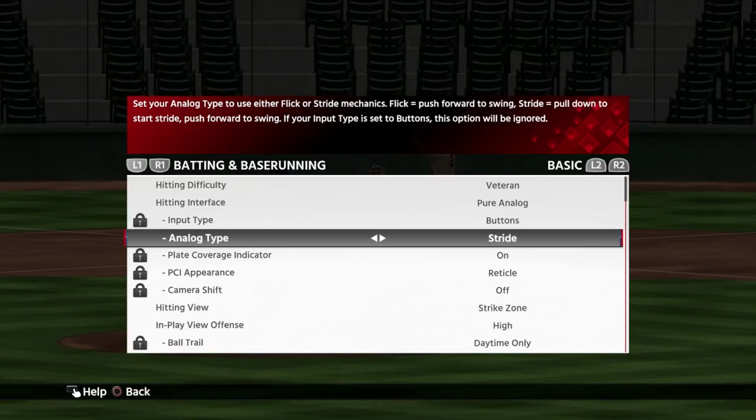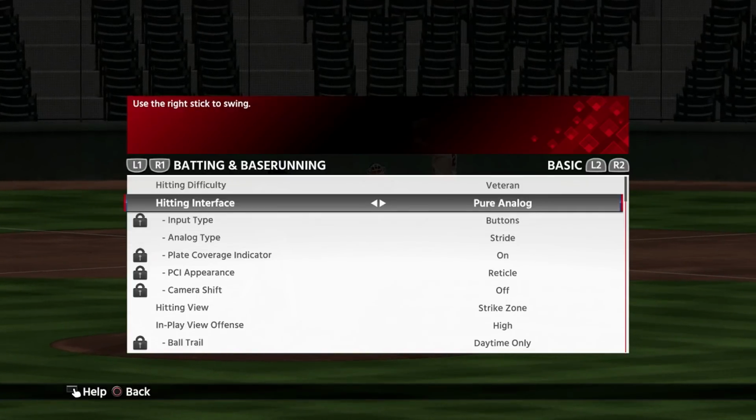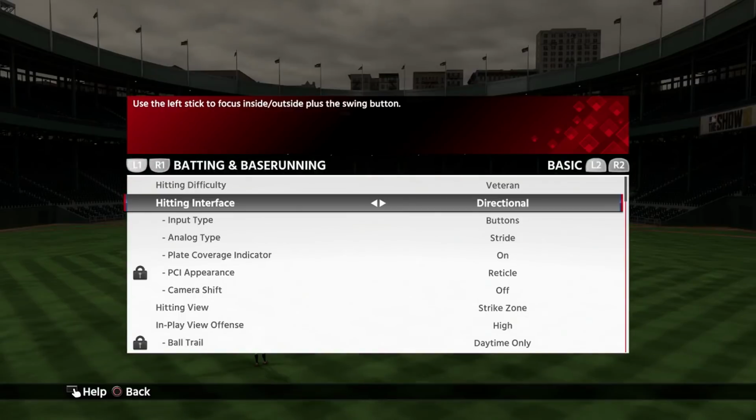But at the same time, I didn't really feel comfortable hitting like that. I still preferred zone, but it was definitely a competitive way to still hit back then. Nowadays, you really can't hit like it.